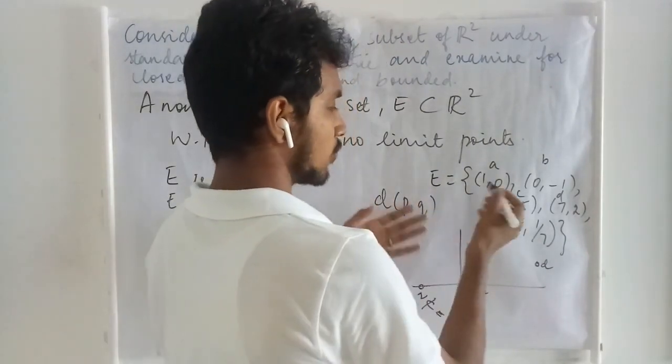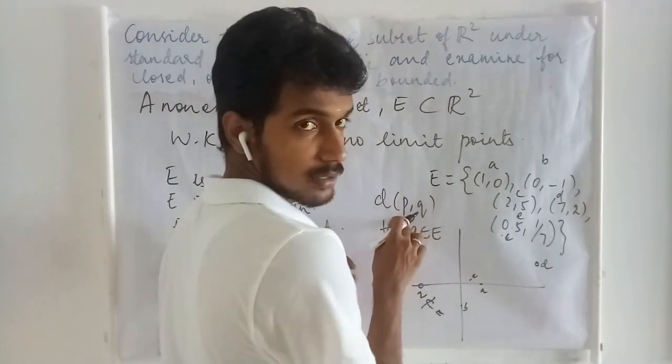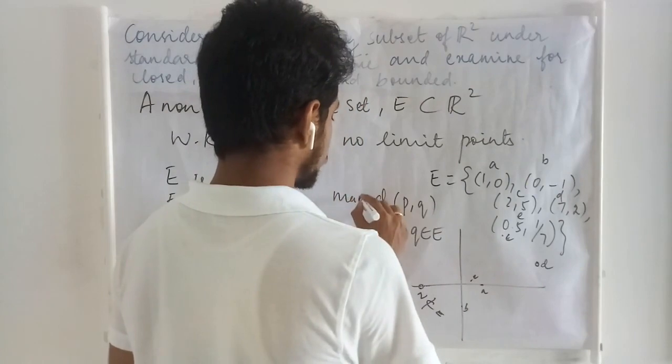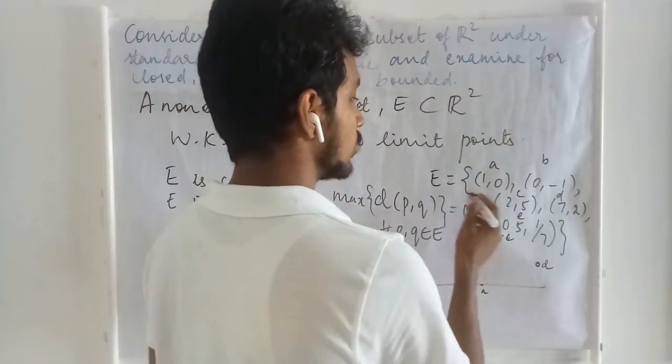This P and Q are some for all P and Q in E. You can find these distances. Identify the maximum distance. Okay, have that to be M. So this is your bound.